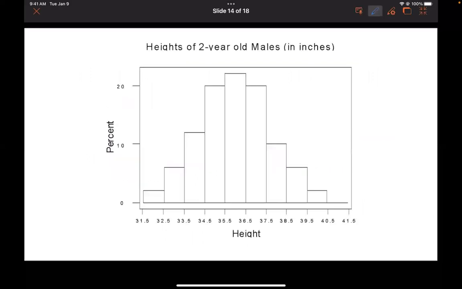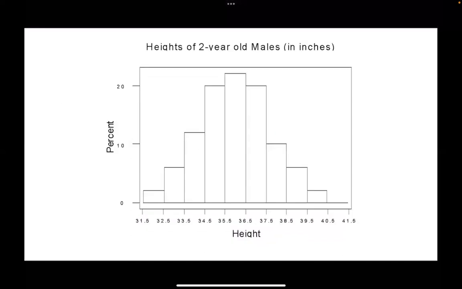Here is my beautiful histogram. As you can see, I could draw the curve over there. It looks like there might be a slight skew, but it's so very slight. There's barely a skew. So I would definitely call this mostly normal or approximately normal. This right here is the most common height of a 2-year-old male, between 35.5 and 36.5 inches.